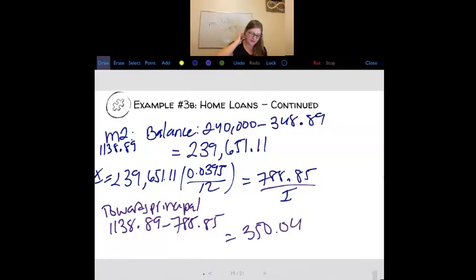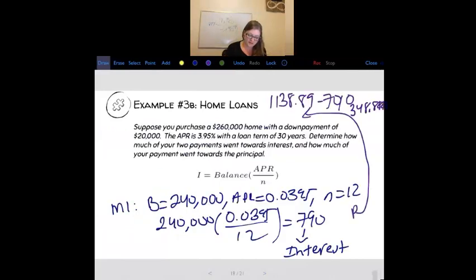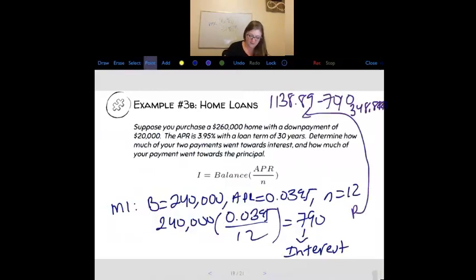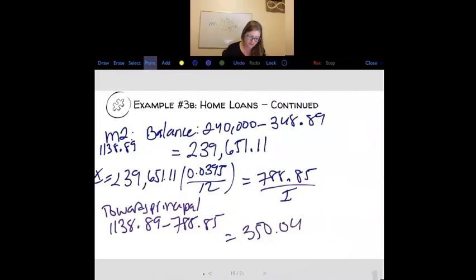You can see that pattern emerging here: in month one you paid $790 of interest, and in month two $788.85, and the principal portion is getting bigger as well. That's how much you're paying off during the life of the loan. That's true also for different types of loans.